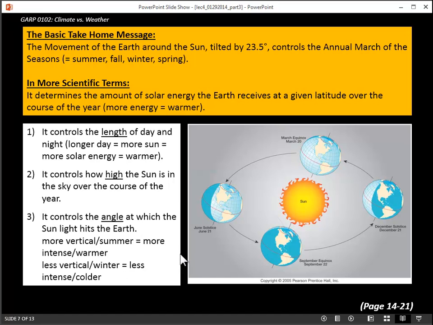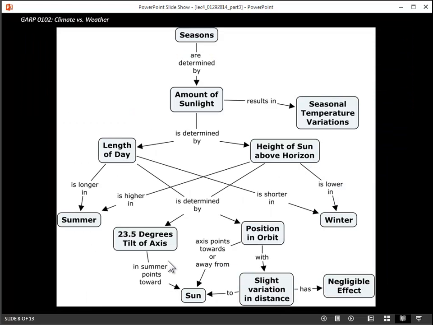And then finally, that angle of the sun makes the sun hit the earth at more vertical or less vertical angles. And that has an impact on the intensity of the radiation. If you want to read up on that, that's pages 14 to 21, right? So it's a big deal.